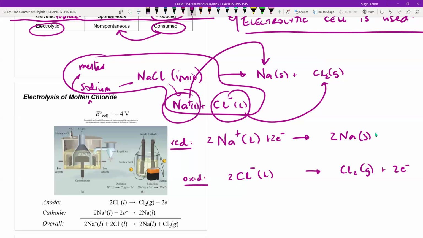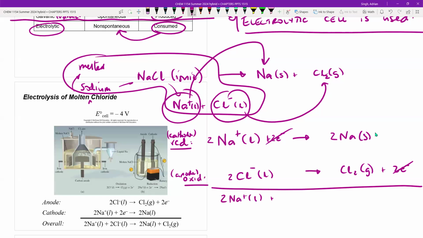Remember now, oxidation happens at the anode. Reduction happens at the cathode. And what we can do is add together the half-reactions. Again, the electrons are going to cancel out. And what we have is 2Na+ plus 2Cl- liquids, in molten form of sodium chloride, to produce 2 sodium solids, and then we get chlorine gas.